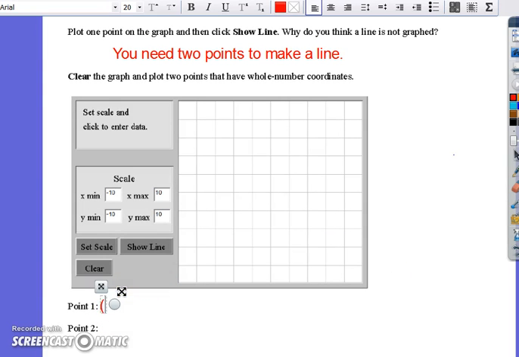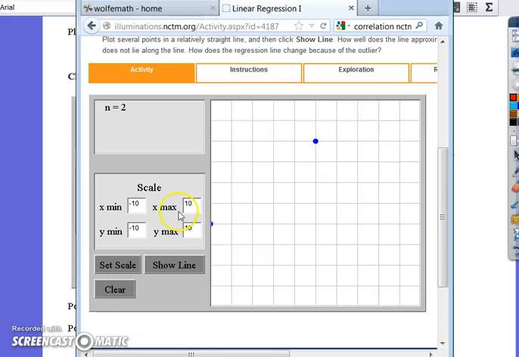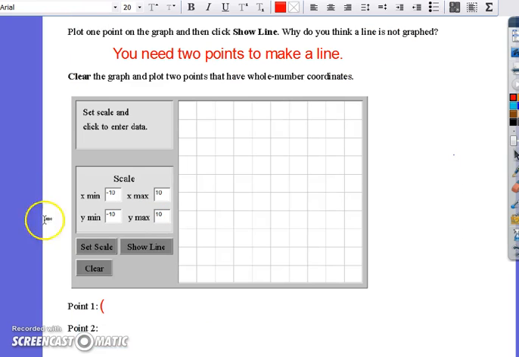So the first point was, I've forgotten it already. The first point was -10, -2, and the second one is 0, 6. All right, so let's turn those into an equation.